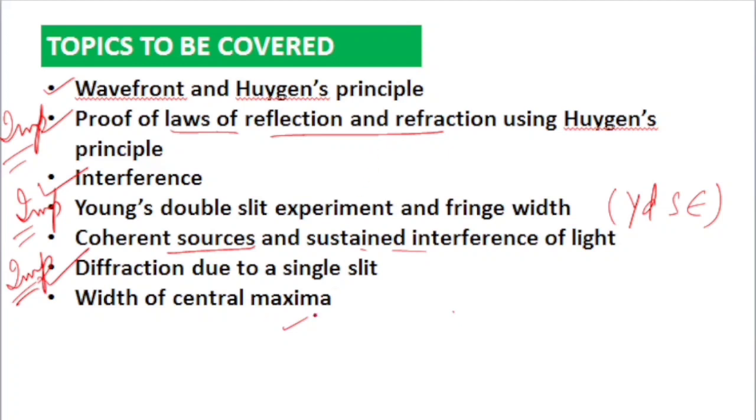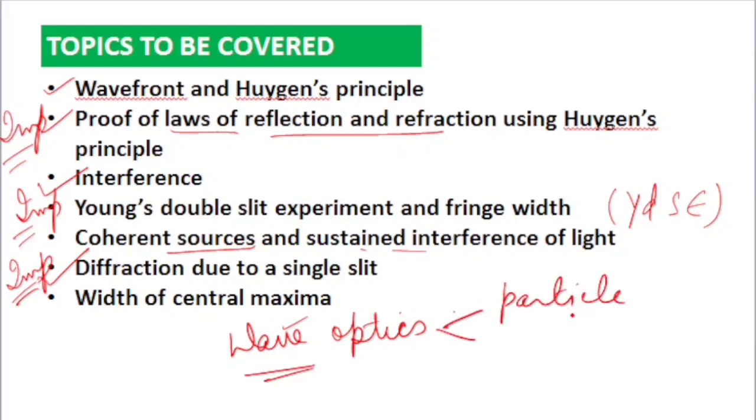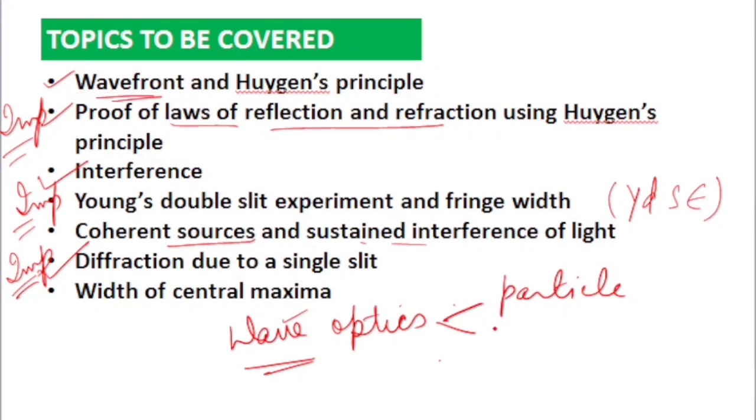Let us start first with this chapter name, that is wave optics. What does it mean? You know, light has dual nature. Sometimes it behaves like a particle and sometimes it behaves like a wave. Particle nature of light was already discussed in chapter ray optics. And in this chapter, we will discuss about wave nature of light. We assume that light travels from one medium to another medium in the form of transverse wave.